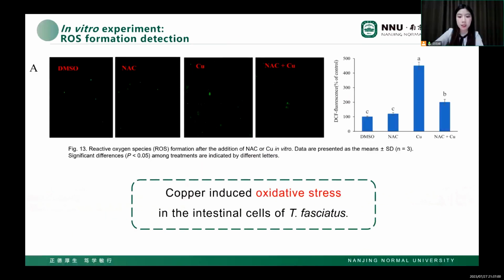And this figure shows the microscopic images of DCFH-DA fluorescence for ROS formation. The most pronounced fluorescence intensity was observed in the 7.5 micrograms per milliliter copper exposure group, and the addition of NAC promoted a significant decrease in the ROS level.